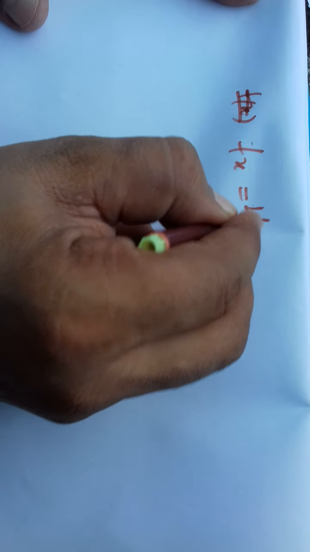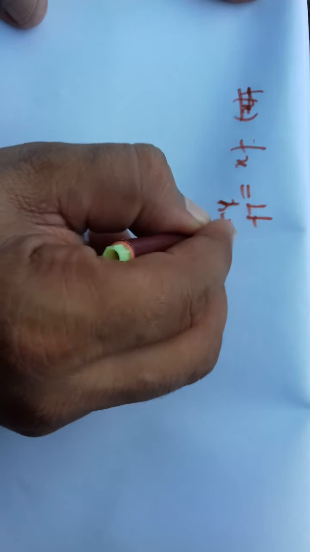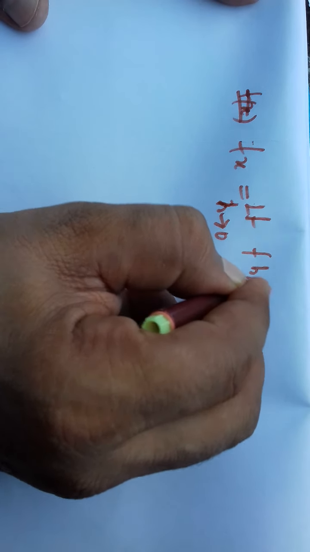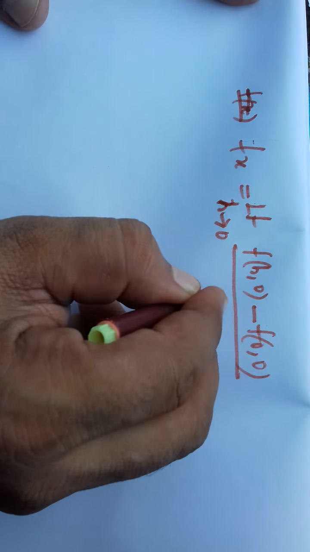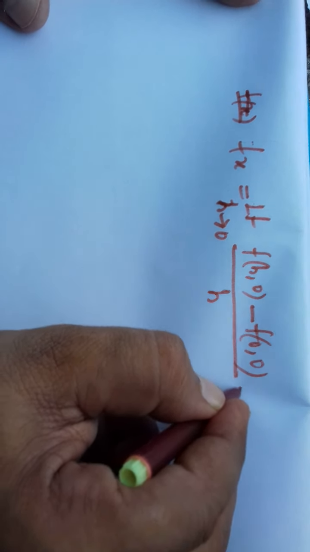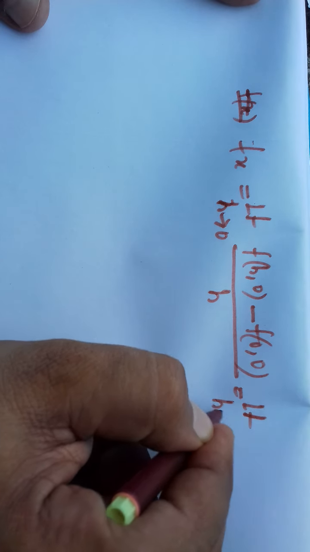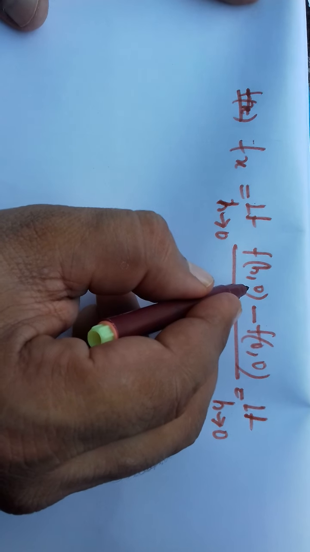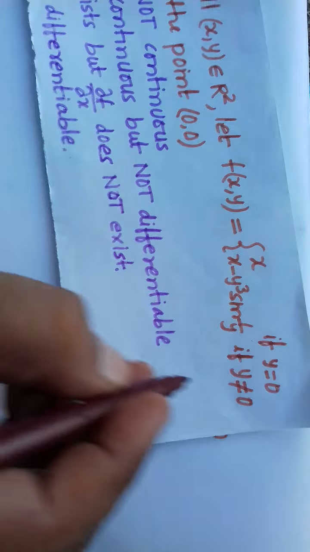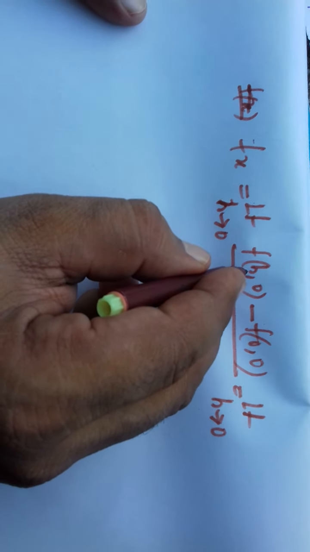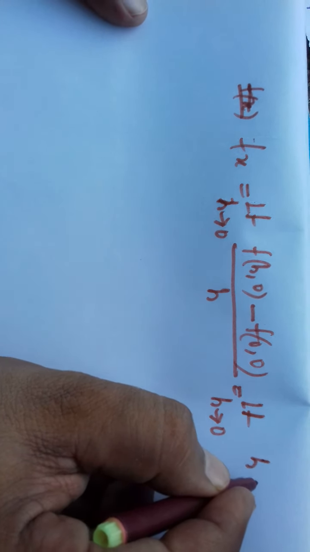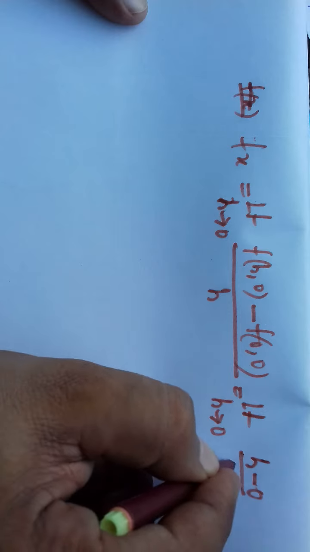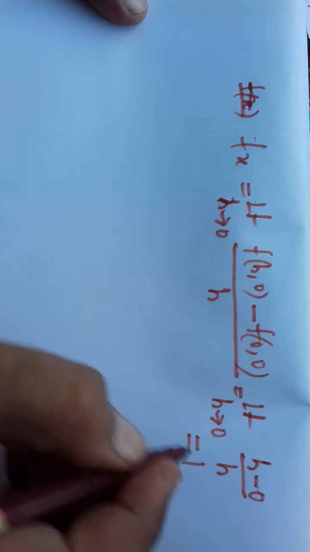This will be limit h tends to 0 of f(h, 0) minus f(0, 0) by h. This gives us limit h tends to 0, y is 0. See here, y is 0, and for y is 0 it is x. X means h, because at the place of x it is h. So h and f(0,0) will be 0 by h. This comes out to be 1.